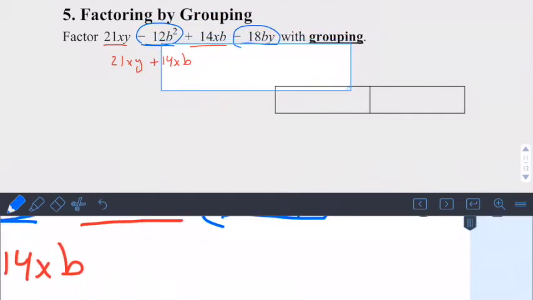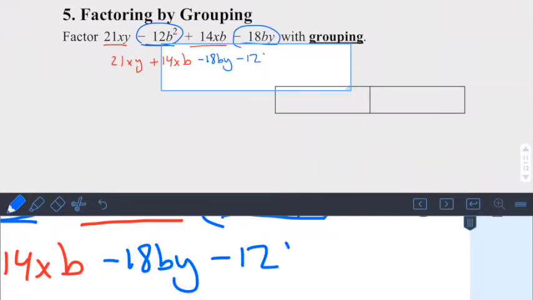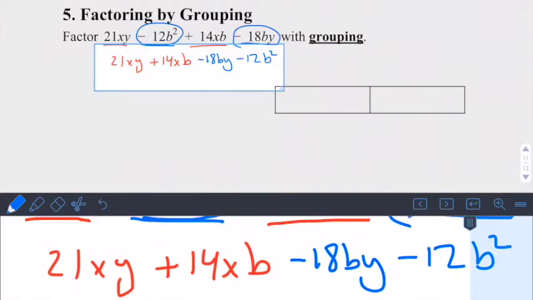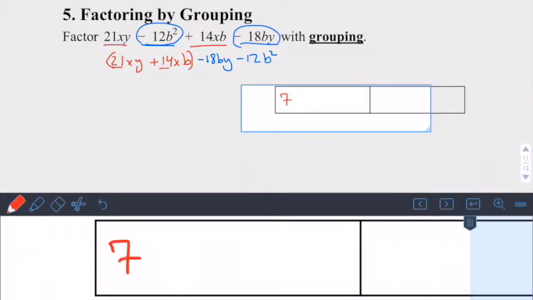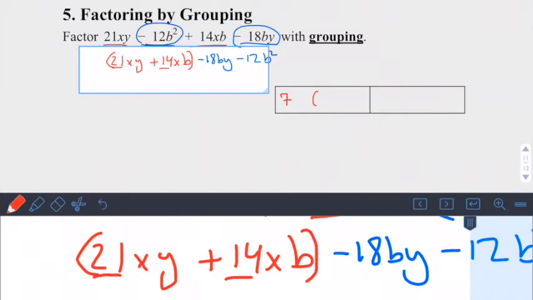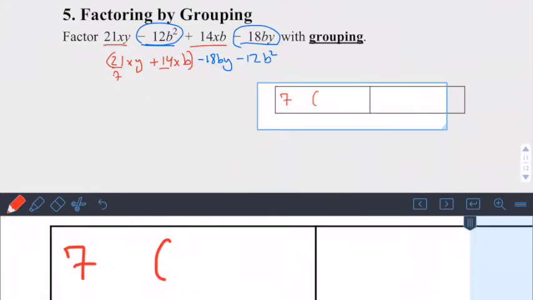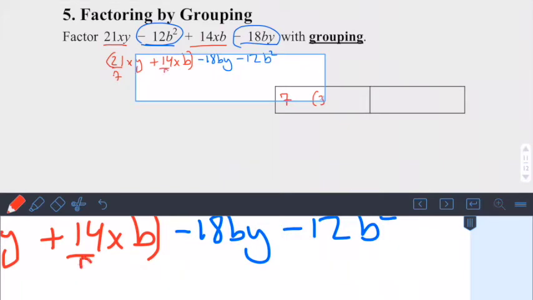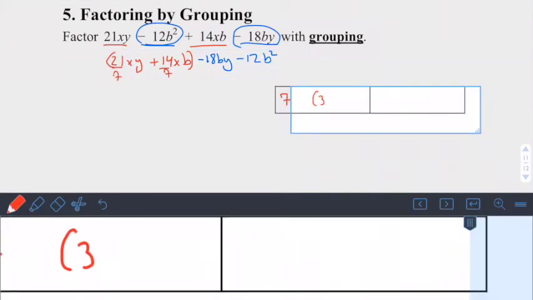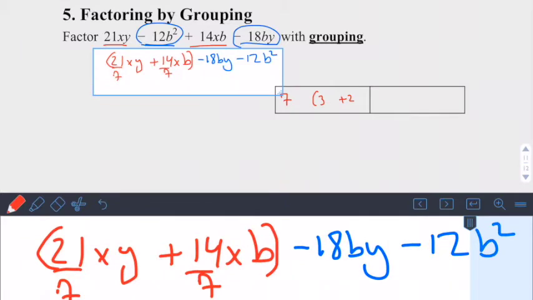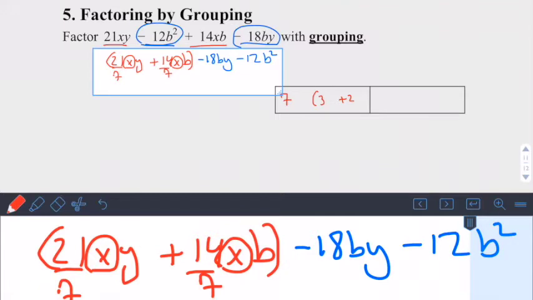So I've got minus 18by minus 12b squared. And now I want to factor out the GCF of each. Well, 21 and 14, I could divide out a 7. So 21 divided by 7 gives me 3. And 14 divided by 7 gives me 2, so plus 2. Then I could factor an x out of both. And then I'm stuck with the y and the b.